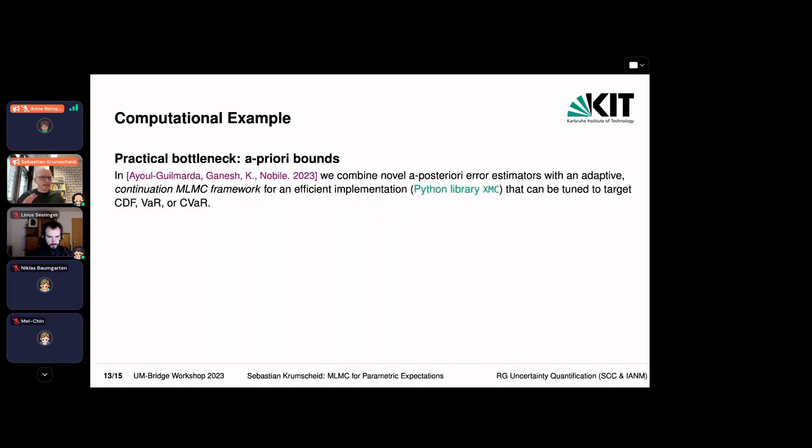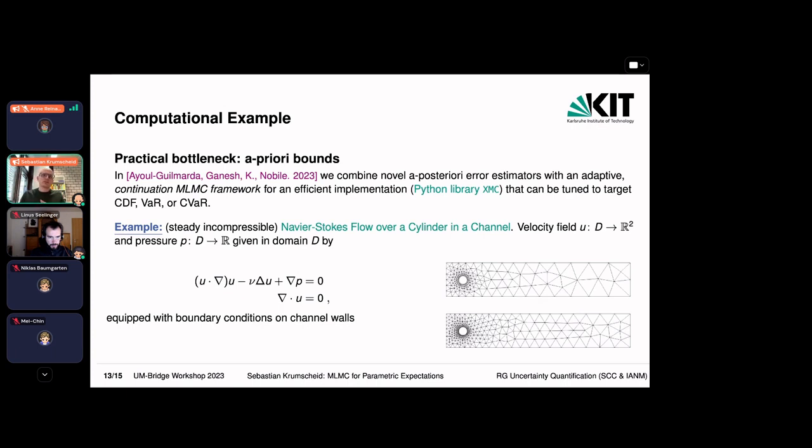Okay. There is some practical consideration that had to be done in a recent work to make this practical, and it has been implemented in a Python library, XMC. And I want to briefly showcase one example where we use that to explain a little bit what's going on. So we took a very simple toy problem of Stokes flow in a cylinder. We have velocity field U and pressure P, and we're going to have no slip boundary conditions on the top and lower boundary. We will have an inflow on the left channel side and an outflow on the right channel side.